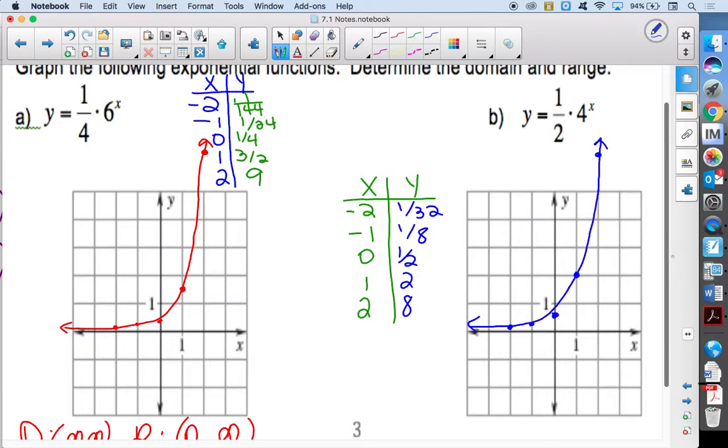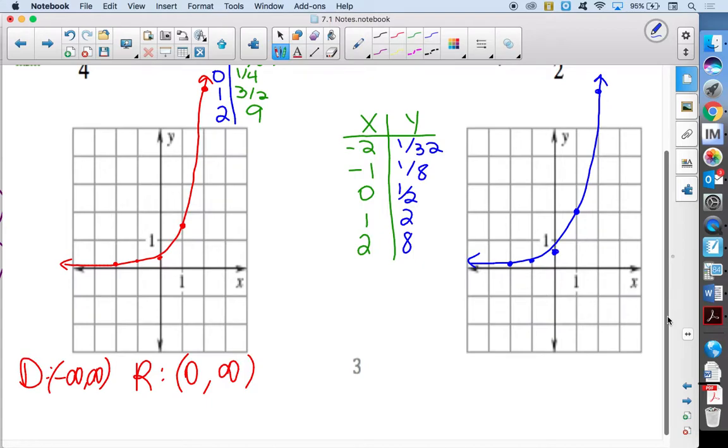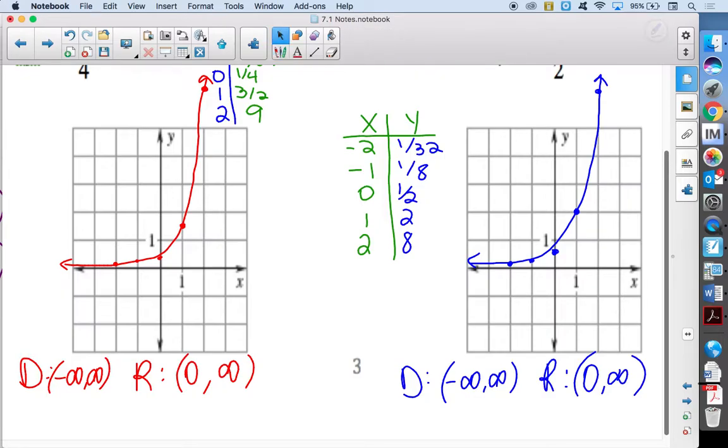So these graphs, visually, don't look any different from each other because the numbers are so tiny with the negative exponents that they look pretty much the same. But looking at the numbers, you can see the numbers are different in the t-chart, but they look very, very similar. So domain, negative infinity to infinity, and then the range, again, 0 to infinity. All right, questions?